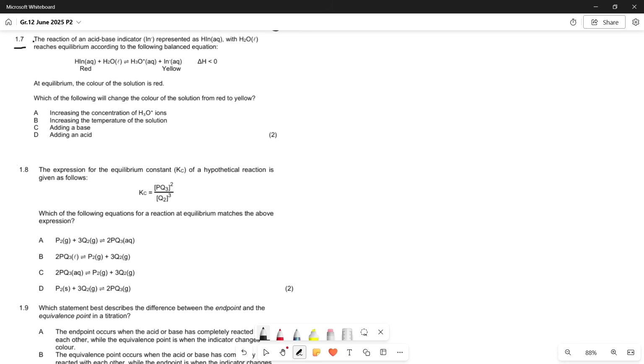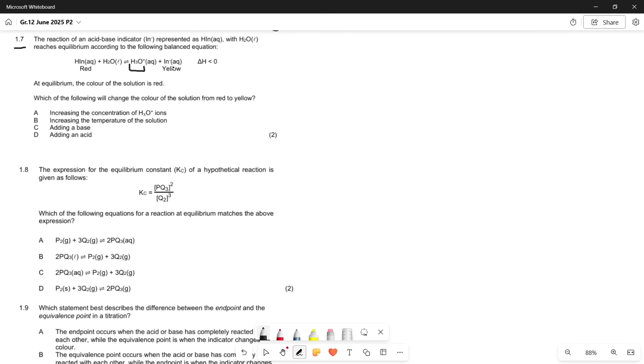And then 1.7 says the reaction of an acid-base indicator, In minus, represented as HIn, aqueous, with H2O liquid, reaches equilibrium according to the following balanced equation. We have HIn, aqueous, red, which is the color the solution will be when there is more HIn present, plus H2O, liquid, which goes to, as we can see, a reaction that can go both ways, H3O plus, our hydronium. That is when an acid breaks up and we form H3O plus, which means our acid gave an H to our base to form our hydronium.